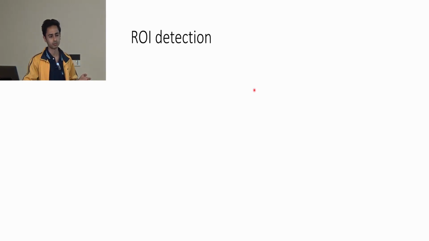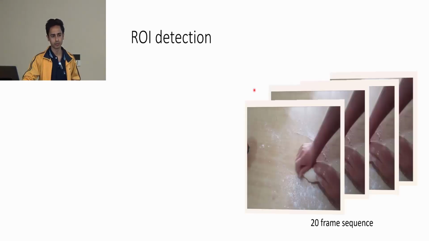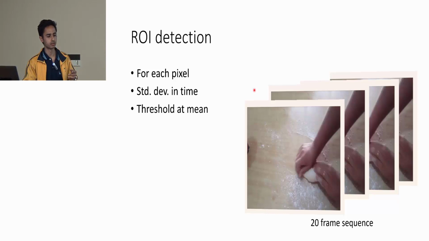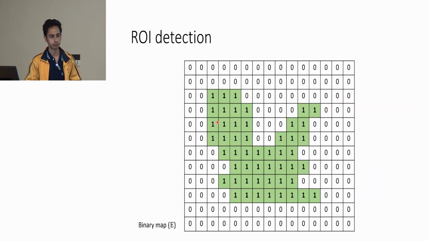Besides the system, they also discuss ROI detection, which does not actually involve any learning part. Given a 20 frame sequence, for each pixel they take the standard deviation. This helps identify pixels with motion, and they threshold it at the mean. So only pixels which correspond to motion are selected. This threshold gives a binary map.